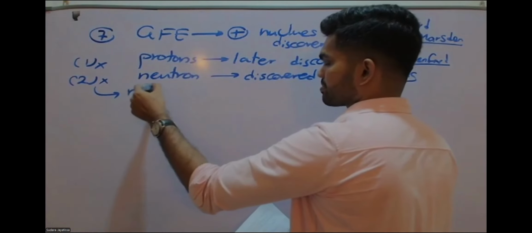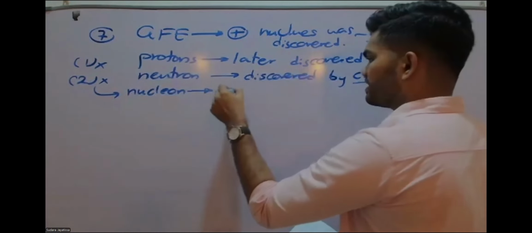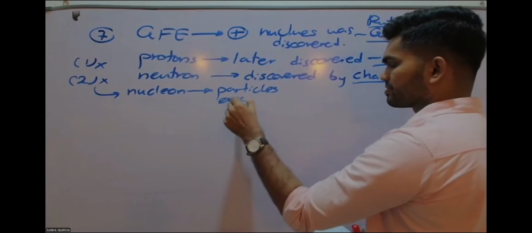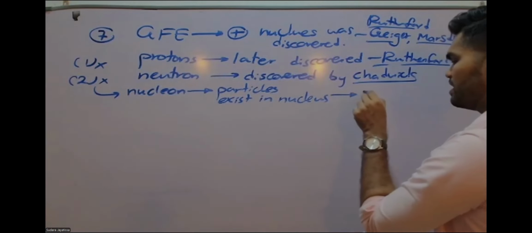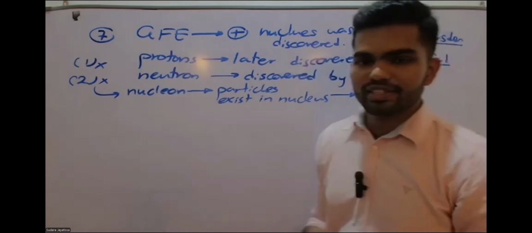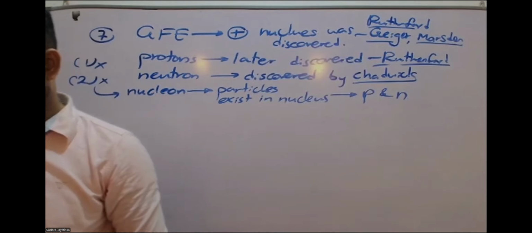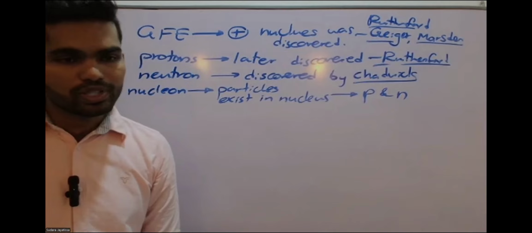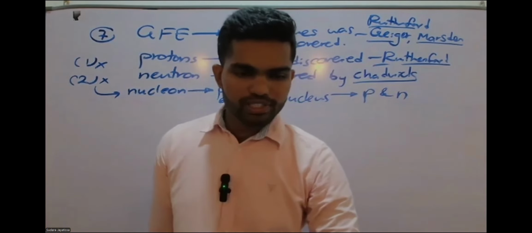So nucleons means the particles that exist in the nucleus. Write the definition, which are protons and neutrons. Those are the particles that exist in the nucleus. So telling that neutron is not a nucleon is wrong. Protons and neutrons are the actual nucleons. Okay. So therefore, both the statements are wrong.